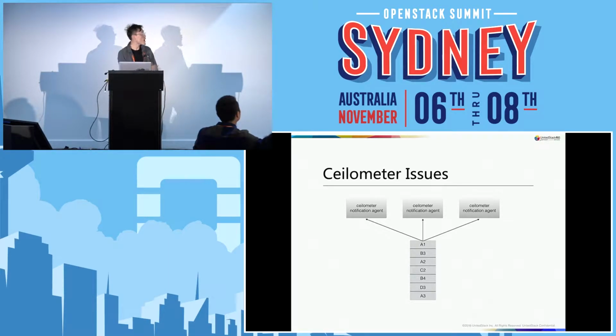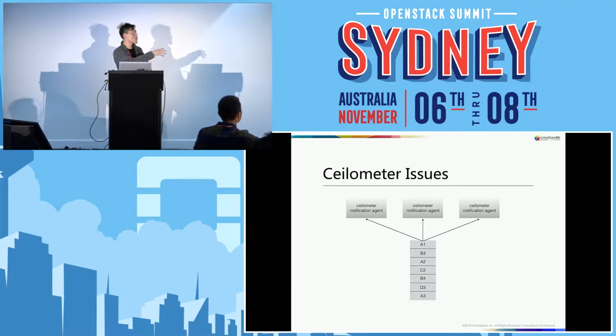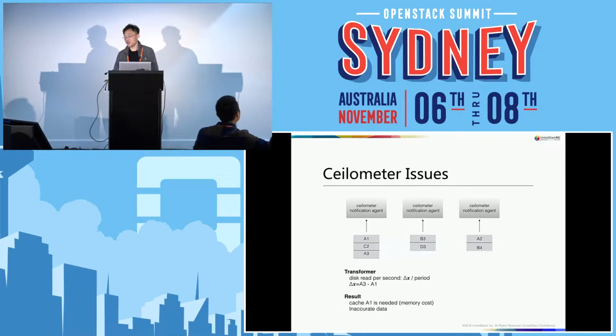Assume you have three Ceilometer notification engines, right? You consume the samples in the queues, where A1 is a metric, and B is also a metric. The notification engines will consume those things. So what will happen? You will find that maybe the first notification engine has A1, C2, A3, and the third notification agent got A2.